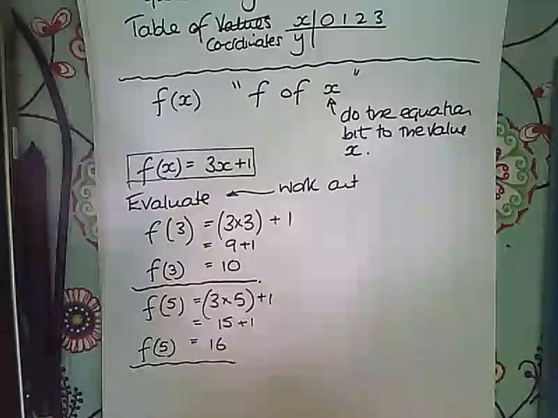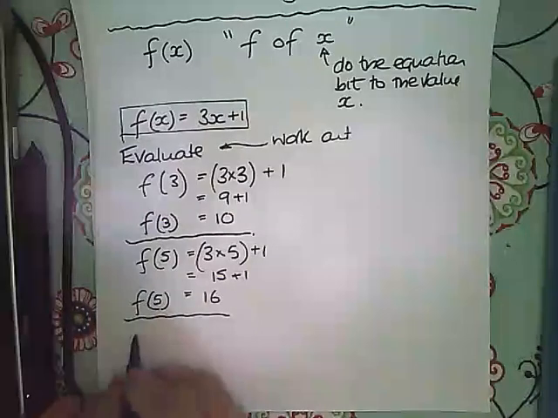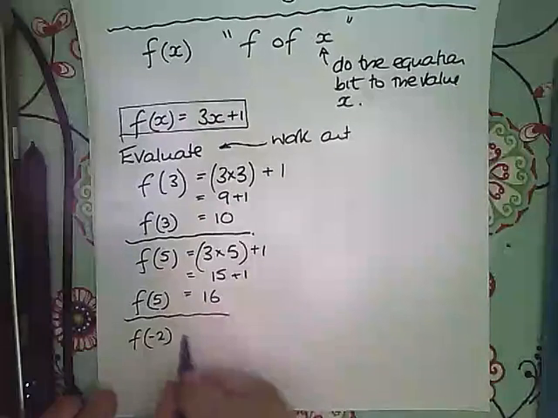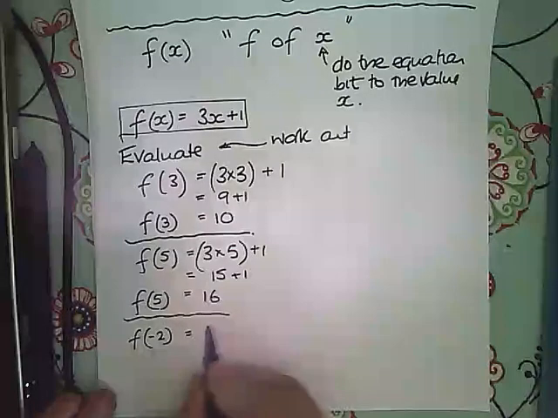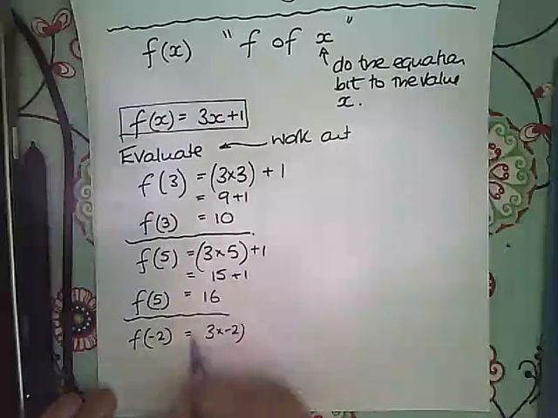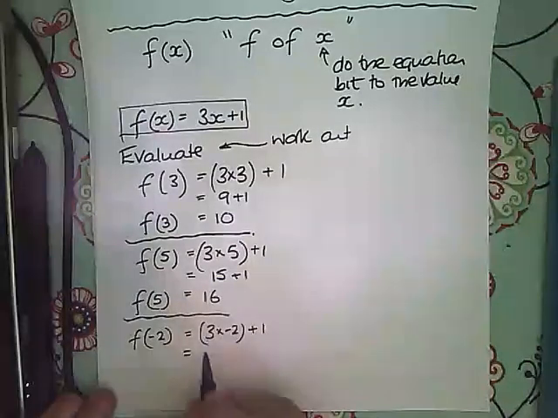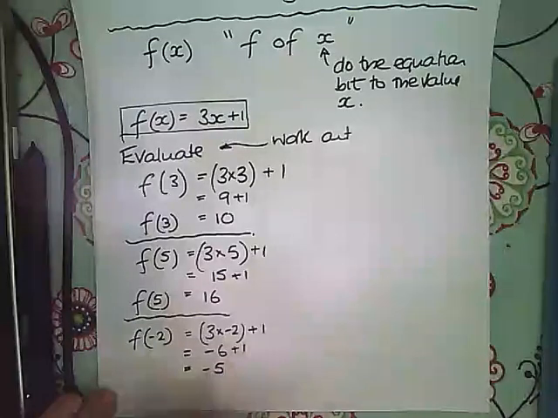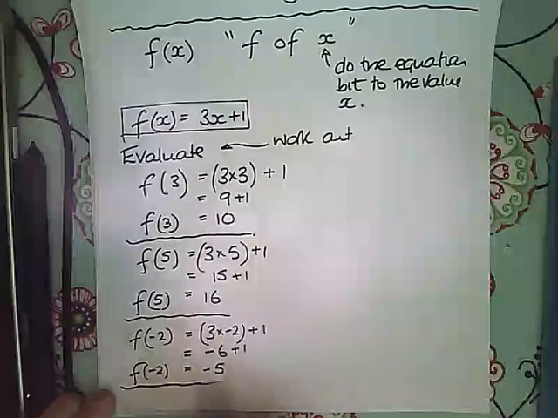Of course, I can do it with negative numbers as well. If I was asked to evaluate f of minus 2, again, with negative numbers, you always have to just take a little bit of extra care. So I would write this out in full. So 3 times minus 2, and then add 1. 3 times minus 2 is minus 6, add 1, so that would be minus 5. So f of minus 2 is equal to minus 5.